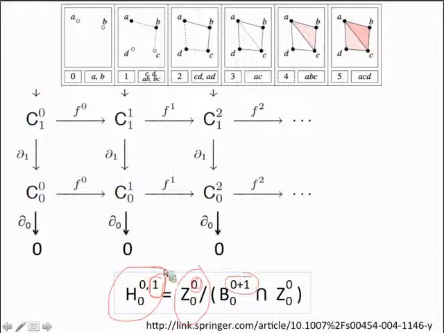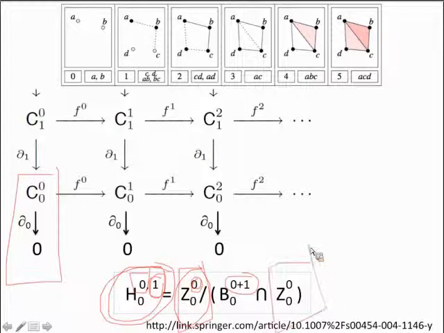So if I talk about H of 0, 1, the 0 right here tells me that I'm looking at the cycles created at time 0. But what I mod out by is not the boundaries at time 0. I'm going to mod out by the boundaries at time 0 plus 1. So I'm going to go over 1. And so I will mod out by these boundaries.